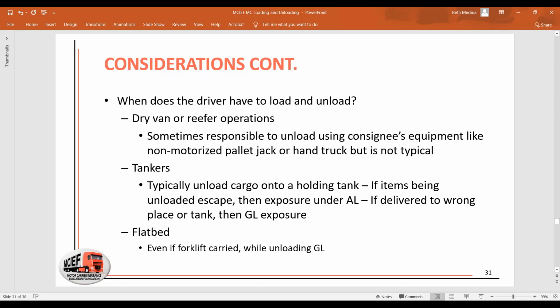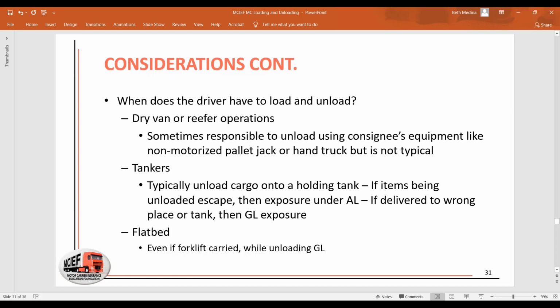When does the driver have to load and unload? Dry van or reefer operation. Typically, the driver sees these happening. The driver's involved in it, but they don't unload here. But here again, what are they unloading it with? With a forklift? Even if the customer owns the forklift, they might be involved in it. Or a non-motorized pallet jack, or a hand truck like we talked about in the beer delivery here.